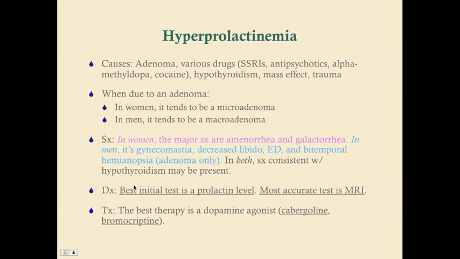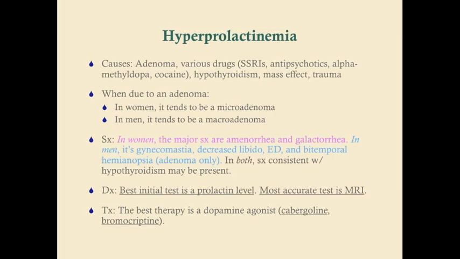If you have a patient that you think has high prolactin levels because she's not getting her period and she's secreting milk from her breasts, or he's got bitemporal hemianopsia and gynecomastia, the best initial test is going to be a prolactin level. If the prolactin level is high, then you should go ahead and get the MRI. That's the most accurate test.